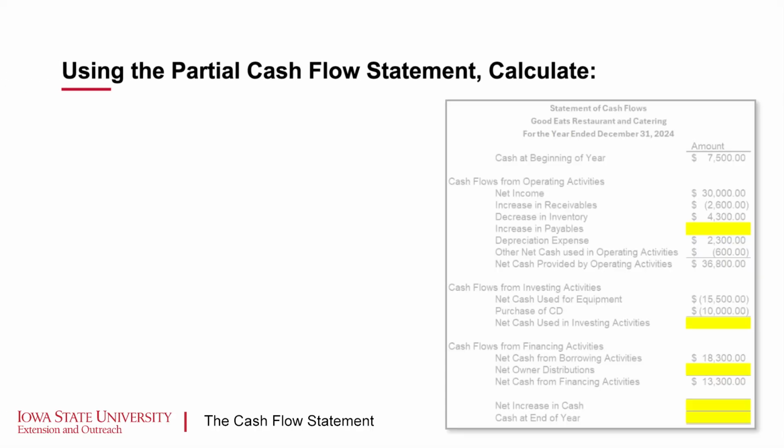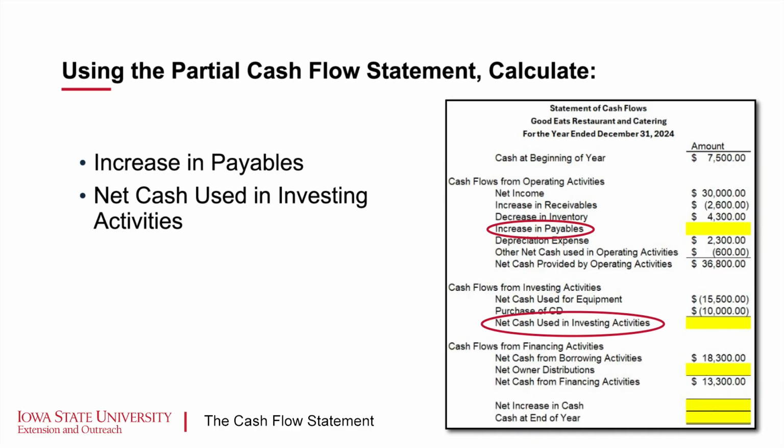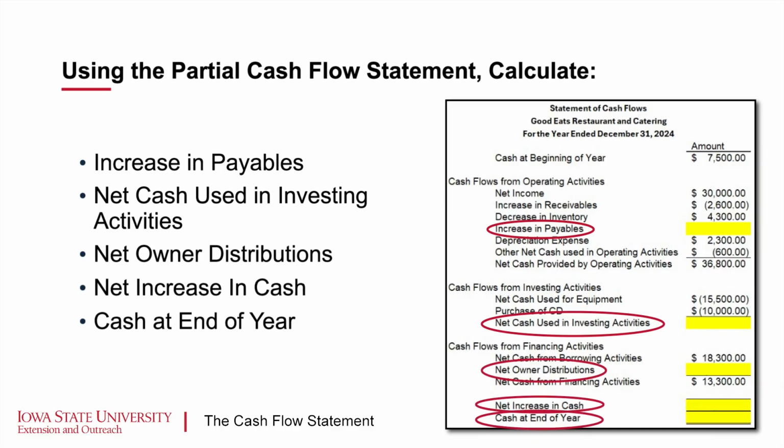Using the partial cash flow statement, calculate the increase in payables, the net cash used in investing activities, the net owner distributions, the net increase in cash, and the cash at the end of the year. And if anyone is unaware, in accounting, negative numbers are shown using parentheses. There's a PDF of this practice problem available for download at the website should you wish to solve it by hand.